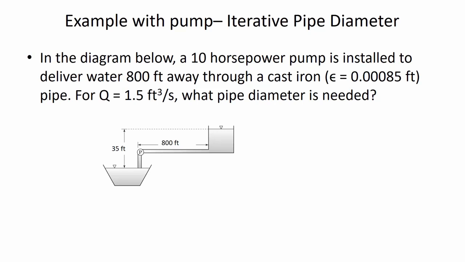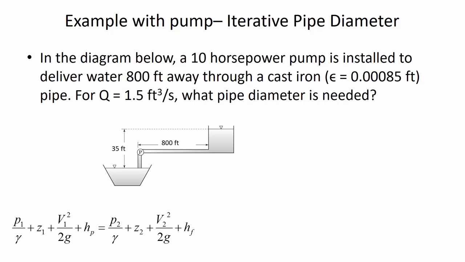The diagram here shows that there is an elevation difference of 35 feet, and we're pumping from the lower elevation to the higher reservoir. And there's 800 feet of pipe length that is causing some pipe friction. And so at its heart, this is an energy equation example.